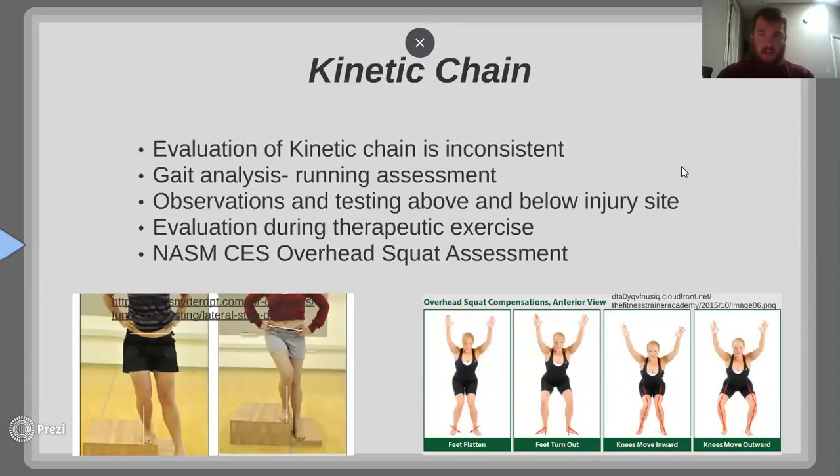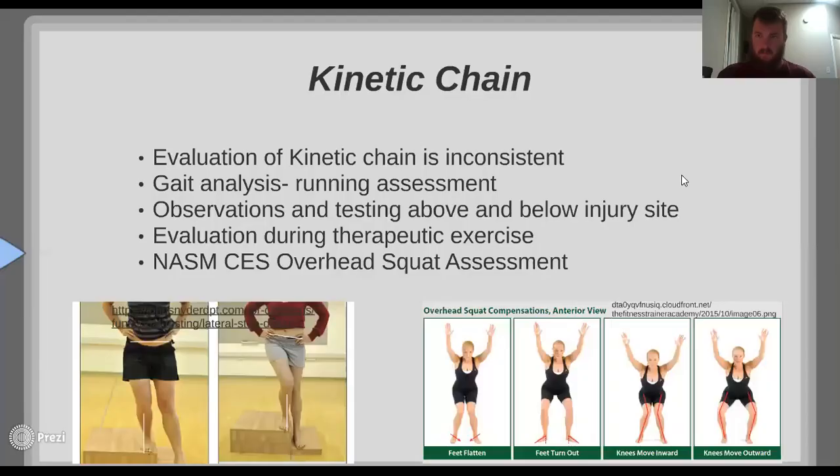Next, we're going to talk about the kinetic chain. In the past, how I have evaluated the kinetic chain has been pretty inconsistent. I typically do it by gait analysis, when people are walking into the clinic. And sometimes I'll do it during my evaluation to see what's going on with their gait. Or if I have a patient with an overuse injury, especially if they're a runner, I do a running assessment to see where in their running gait their issues are coming from.